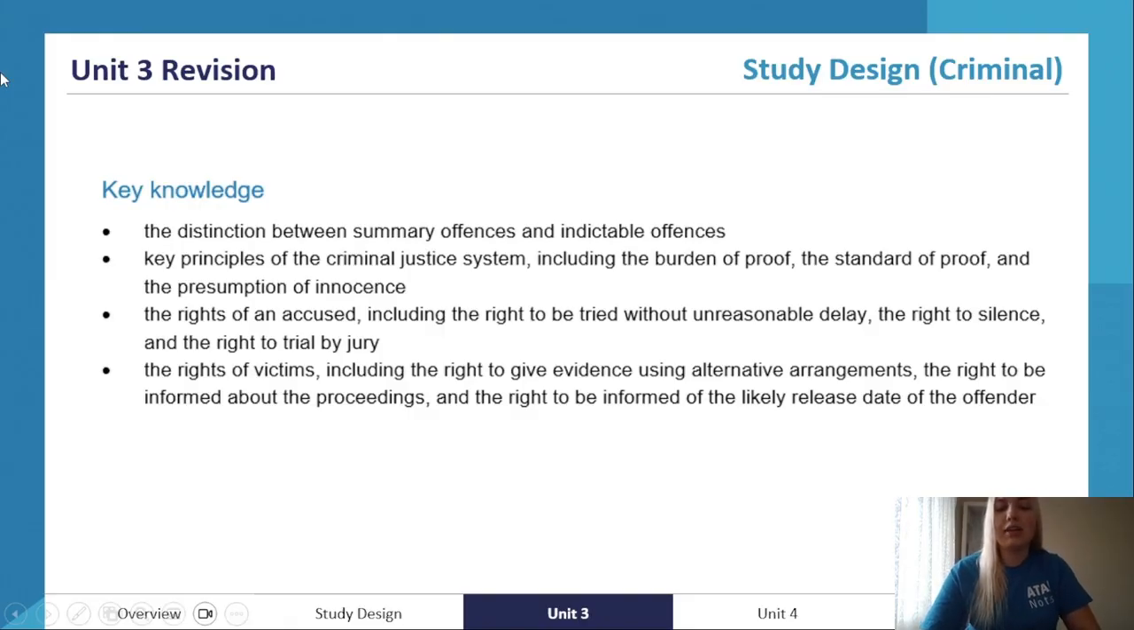Okay, so the first thing that we're going to go to is our Unit 3 revision, starting with the criminal study design, and then we'll go to civil. Be really aware that questions on the exam often make you compare an aspect of the criminal versus civil justice system. You need to know them so confidently and so well that you can answer questions comparing concepts within criminal versus civil. And that is a frequent topic for 10 markers as well.